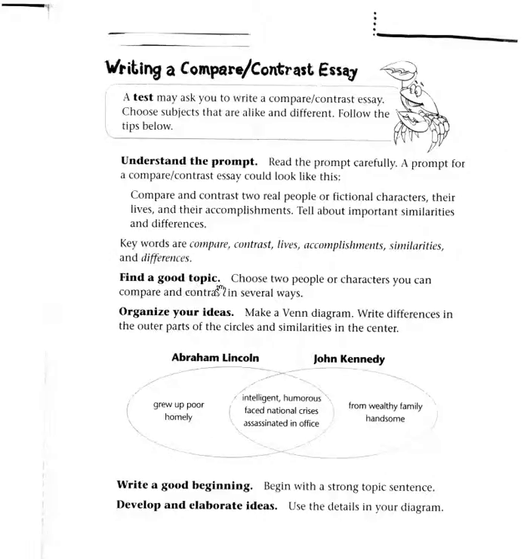First, a good topic. Choose 2 people or characters you can compare and contrast in several ways. In other words, you want to be very familiar with these 2 people. In our case, we are specifically looking at the 2 characters from those 2 books. Organize your ideas. Make a Venn diagram. We will be doing something like that as well. You write differences in the outer part and similarities in the center.